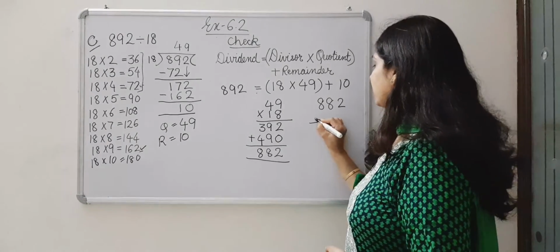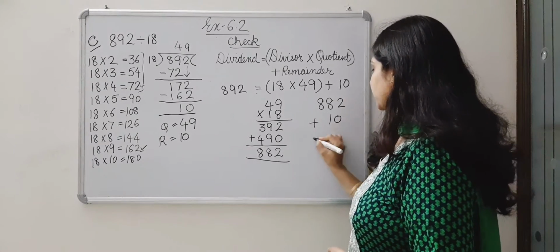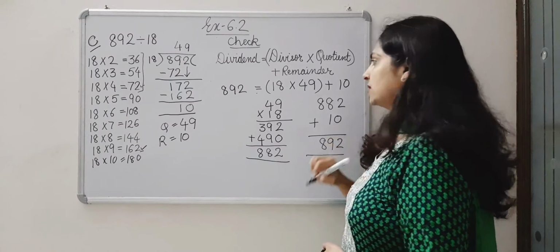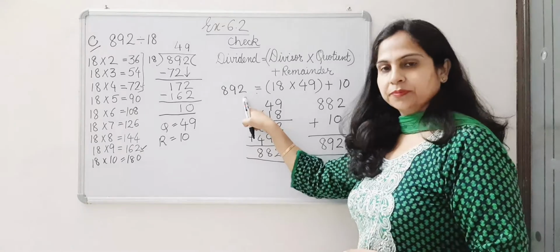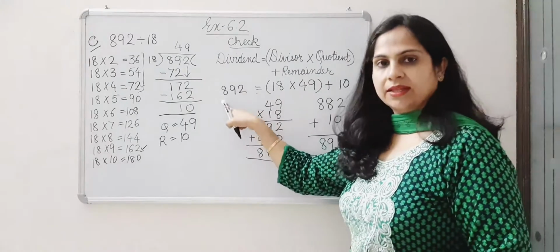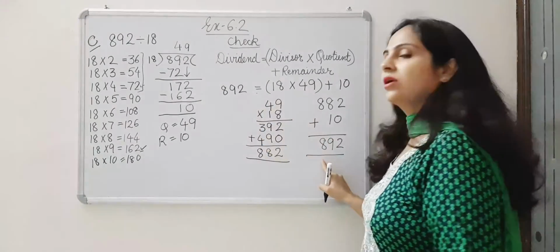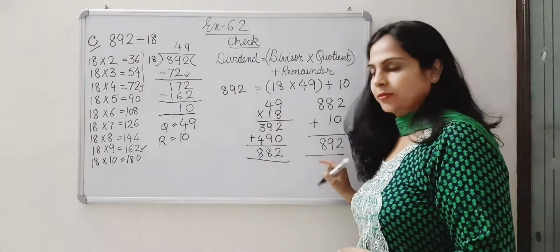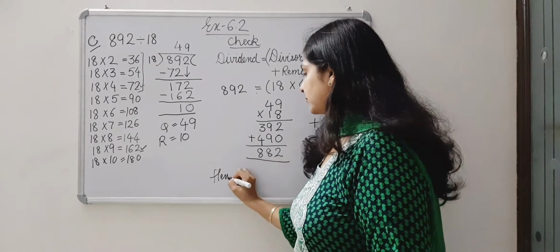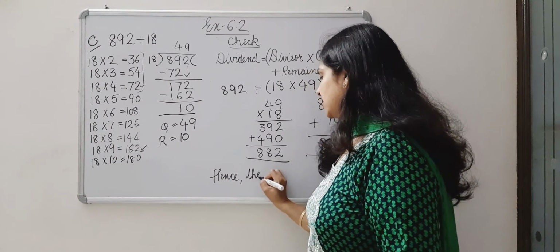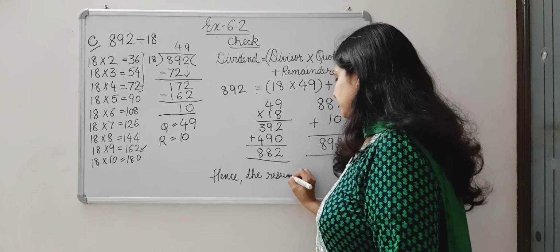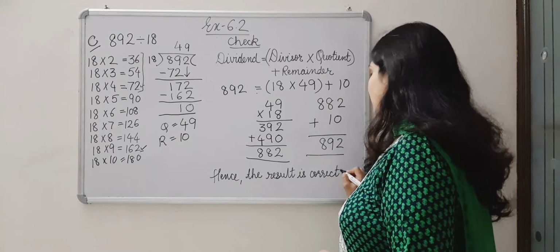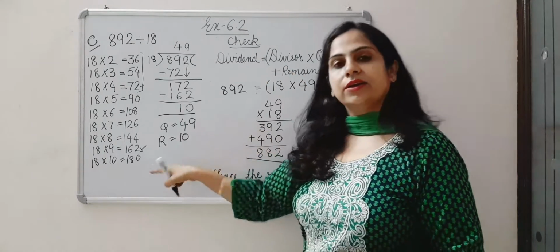Now we have to add remainder in it. Remainder is 10. So our result is 2, 8 plus 1, 9 and 8. See, this is also 892. This is called left hand side, LHS. And this is called right hand side, RHS. Now LHS is equal to RHS. Hence, the result is correct. This is the way of checking our division.